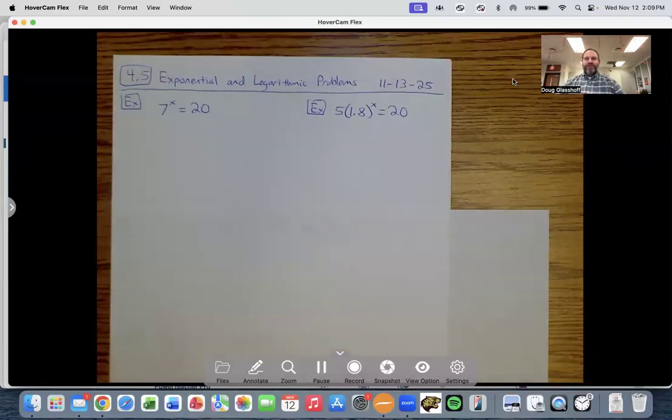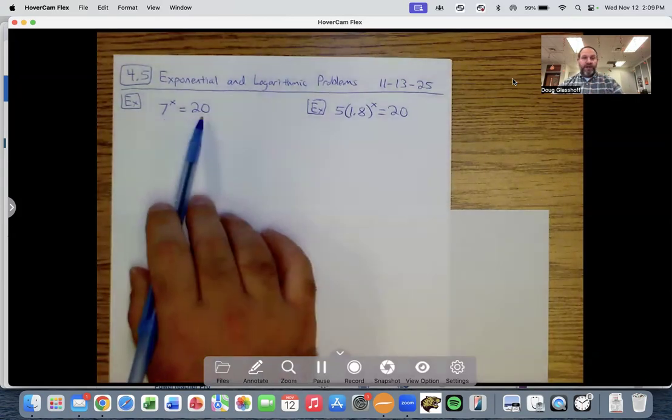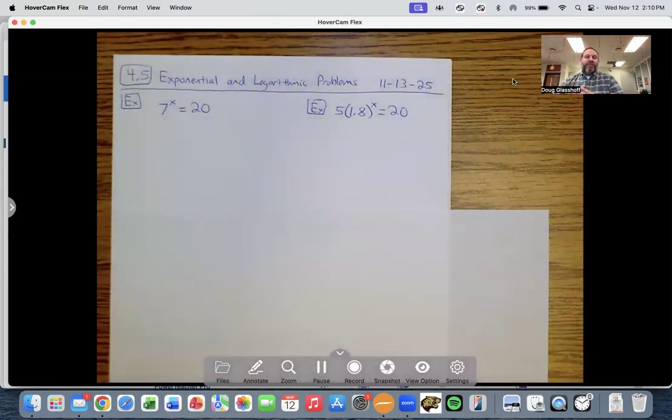So, this first one, we've seen problems like this before, but on those types of problems, it was like 7 to the x equals 49, and I could get them both in the same power. When I do this, I can't get 7 and 20 to the same power. It just doesn't work. And so, what I have to do is turn to logarithms here.